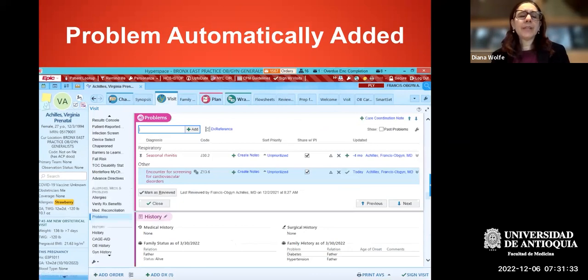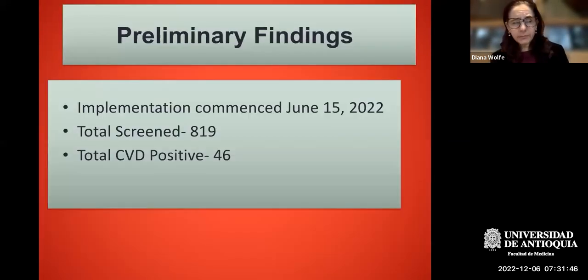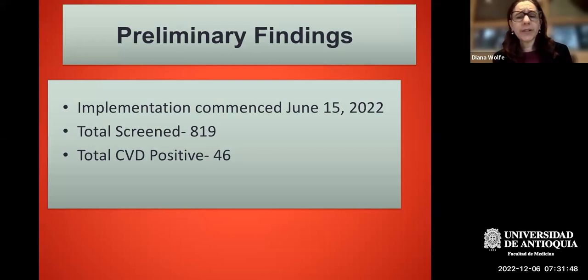Y pues, the problem encounter for screening for cardiovascular disorders se convierte en una parte de la record médica. Entonces, nosotros en Montefiore empezamos este tool, Universal Screening, desde este junio. Y hasta ahora, nosotros hemos hecho 819 personas, todas, embarazadas y postpartum.